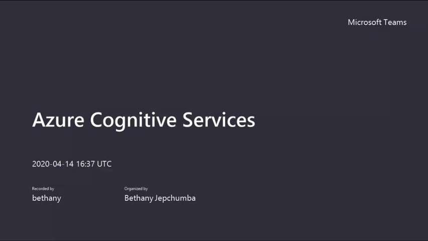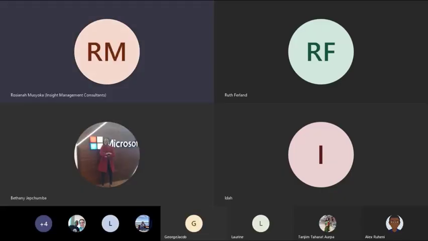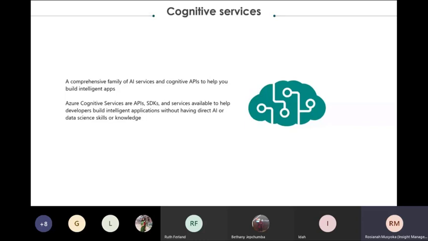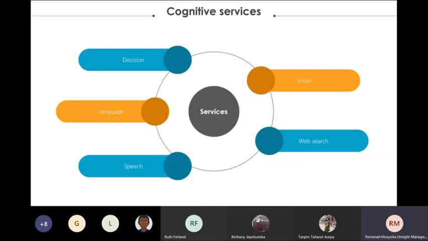To build very intelligent applications which can speak, understand natural language, and so on. Under cognitive services, we have decision making, then we have language, speech, vision, and web search.